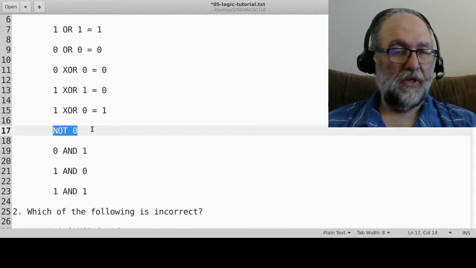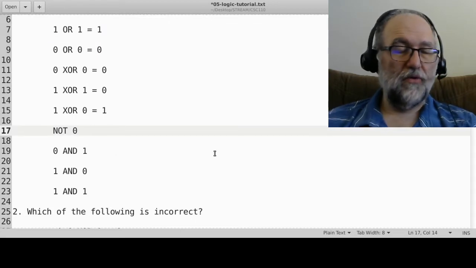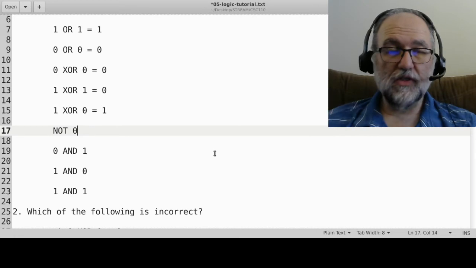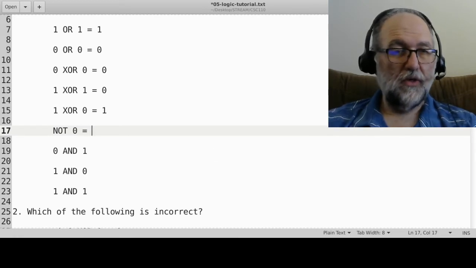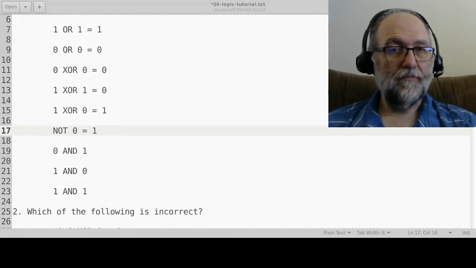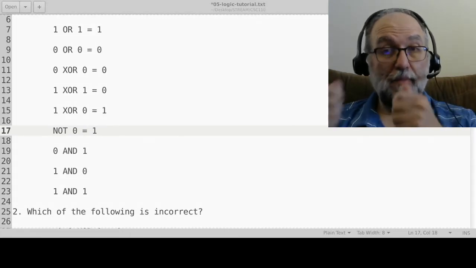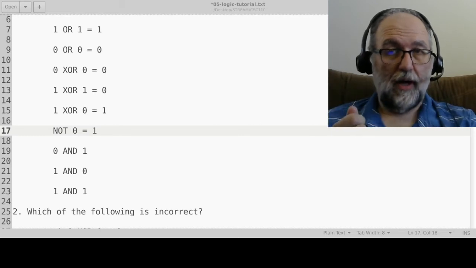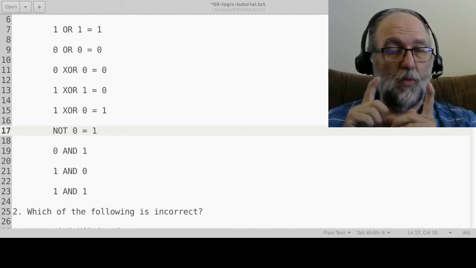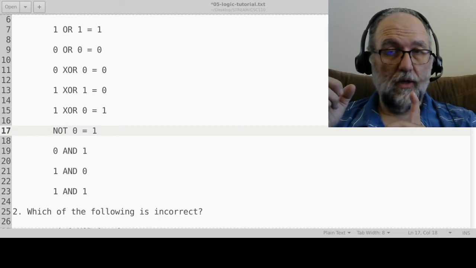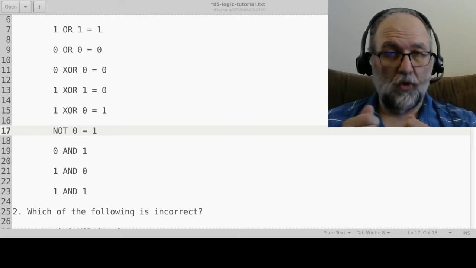What about not 0? Not just inverts the value, so not 0 is going to equal 1. Finally, let's practice some AND logic. With AND, they must both be 1 in order to get a 1. Otherwise, it's 0. Even if one of them is a 1 and the other one isn't, it's not sufficient. They must both be a 1.